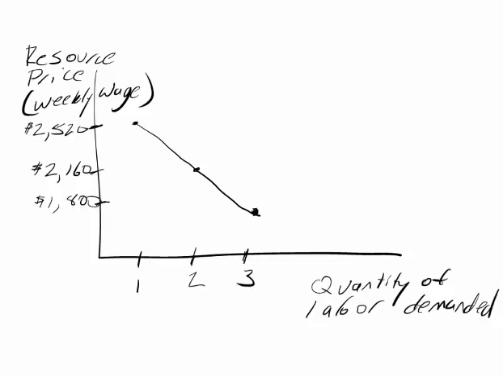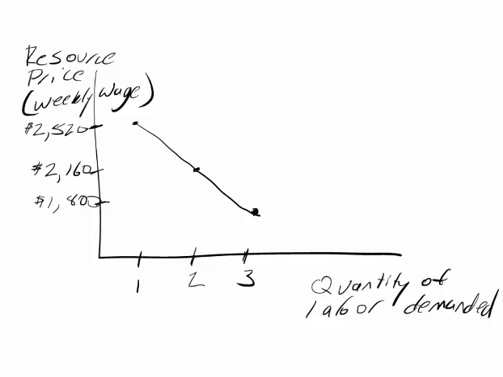The reason for this is, remember, what's going to determine whether or not a firm is going to use a resource, whether we're talking about labor or equipment or anything like that, is whether or not the firm will generate more revenue by using the resource than it will have to pay. For the first worker, the firm would be willing to pay $2,520 per week. Once they have the first worker, they wouldn't be willing to pay as much for the second worker because the second worker isn't going to generate as much revenue as the first. So the firm would only be willing to pay $2,160 for the second worker. For the third worker, the firm would be willing to pay $1,800 per week.